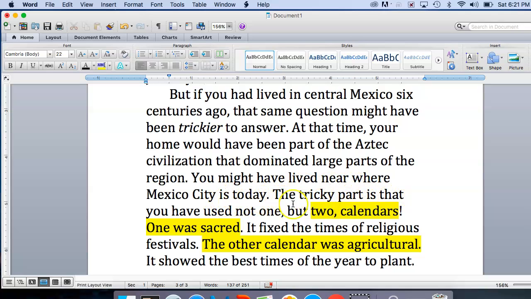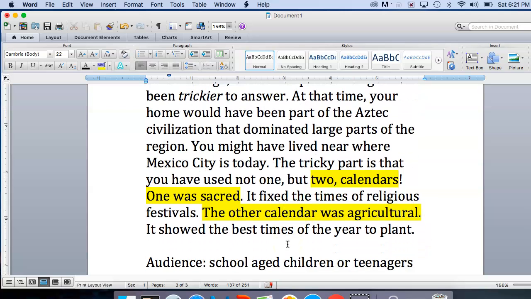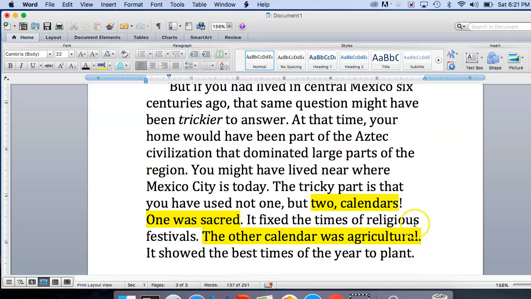The tricky part is that you would have used not one, but 2 calendars. One was sacred. It fixed the times of religious festivals. The other calendar was agricultural. So, it showed the best times of the year to plant. Okay, I just finished that. So as you can see, I highlighted important information. 2 calendars, one was sacred, the other was agricultural.